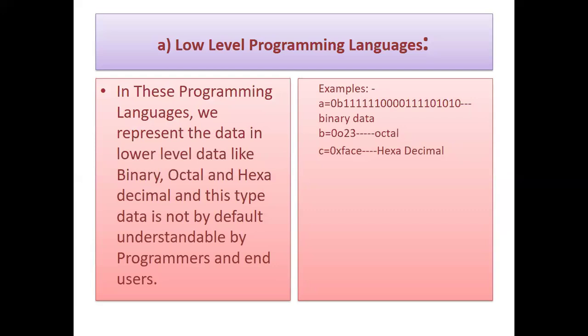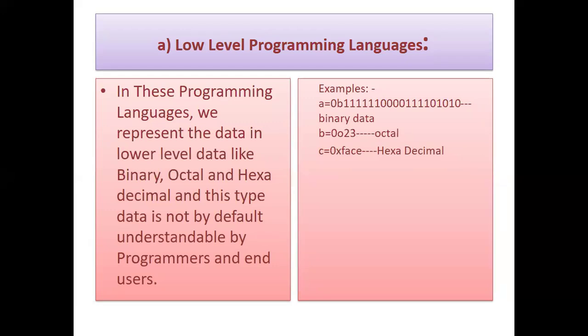Like, if I write 0B 11111000, we know that binary numbers have 1 and 0. Will you be able to understand what actually this is? Will the end user understand it? This is binary data. If we talk about octal data, 0023, this is octal data. If we write hexadecimal data, this will not be understandable by the end user or the programmer.